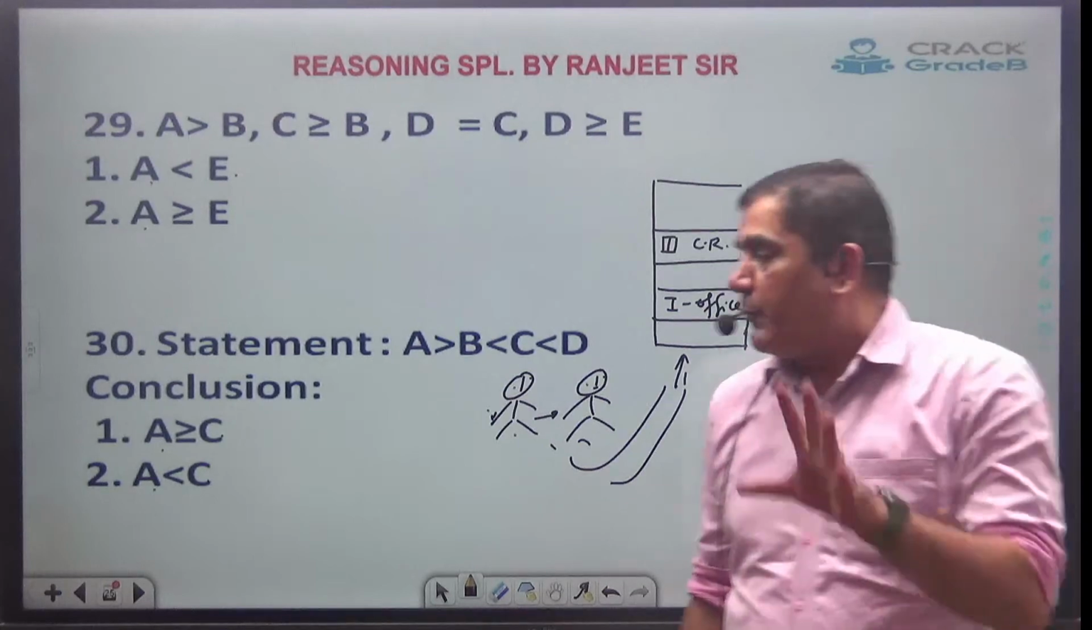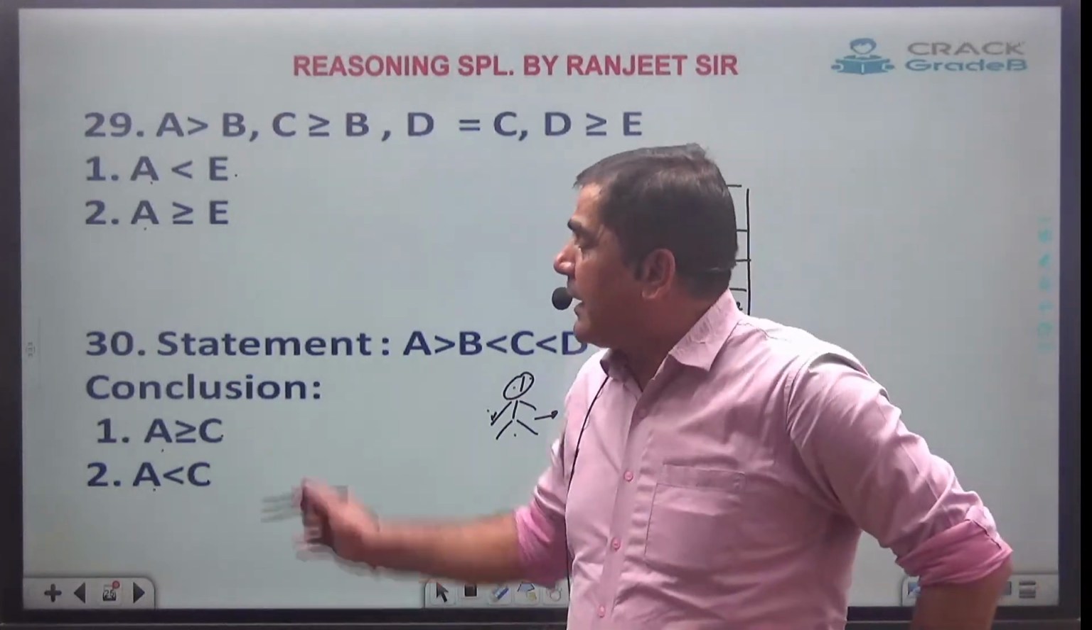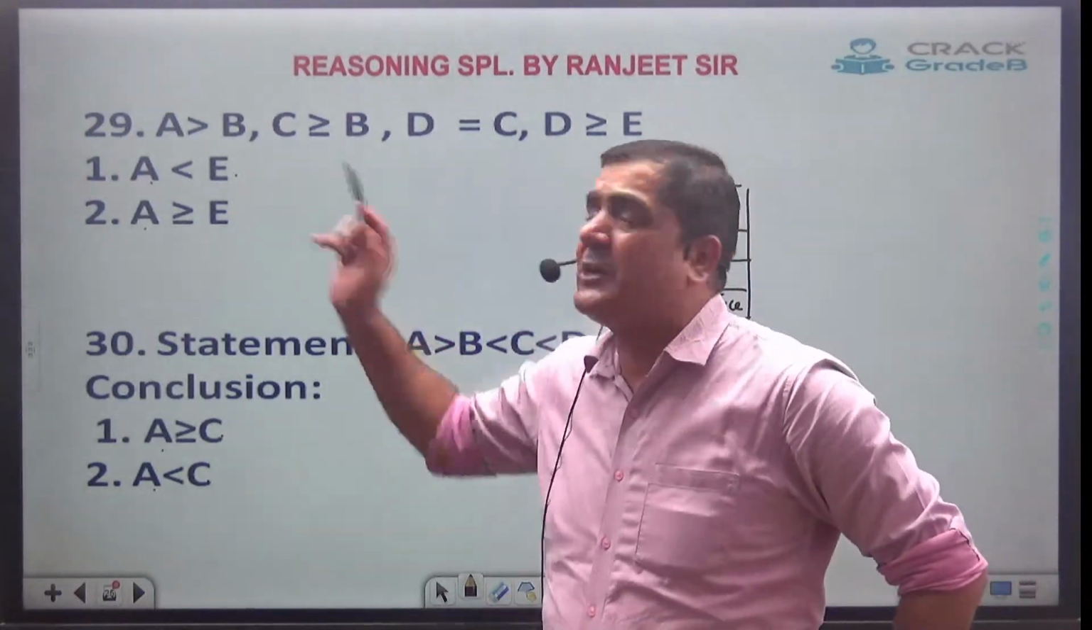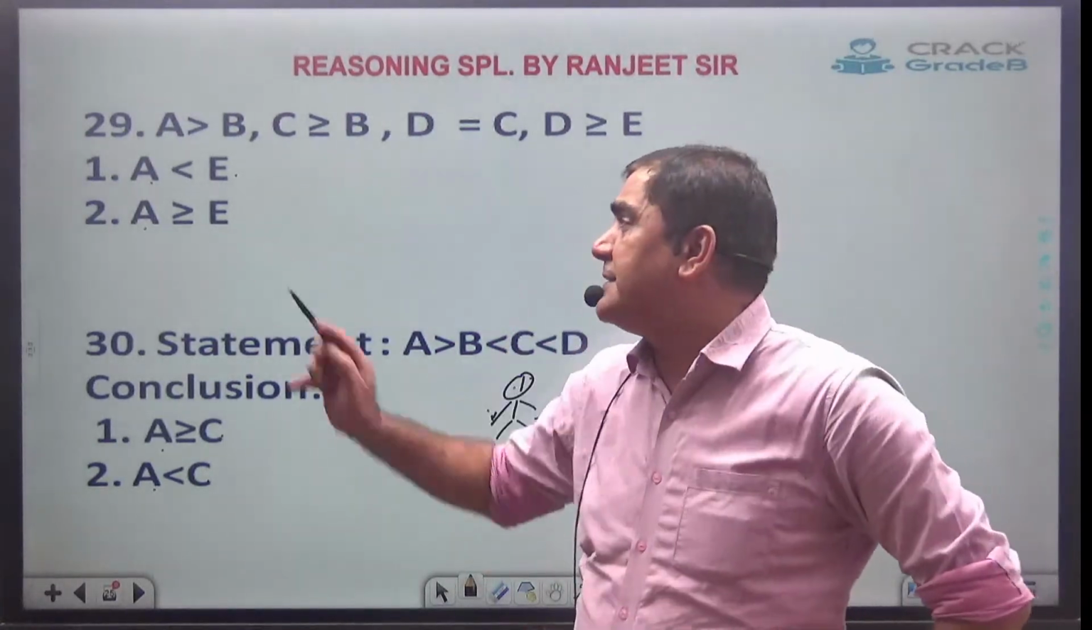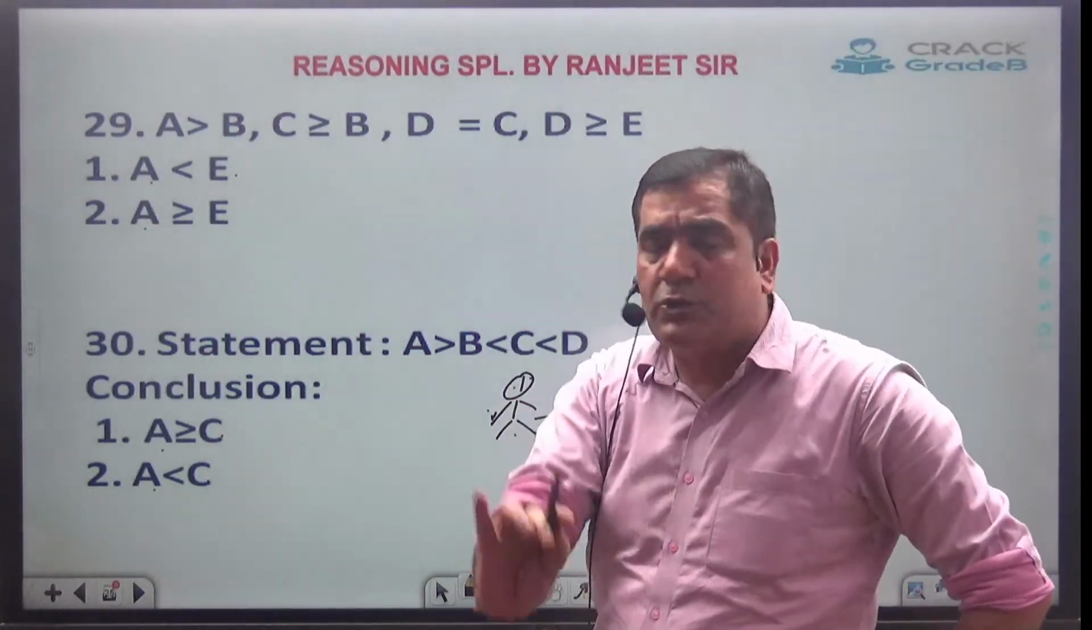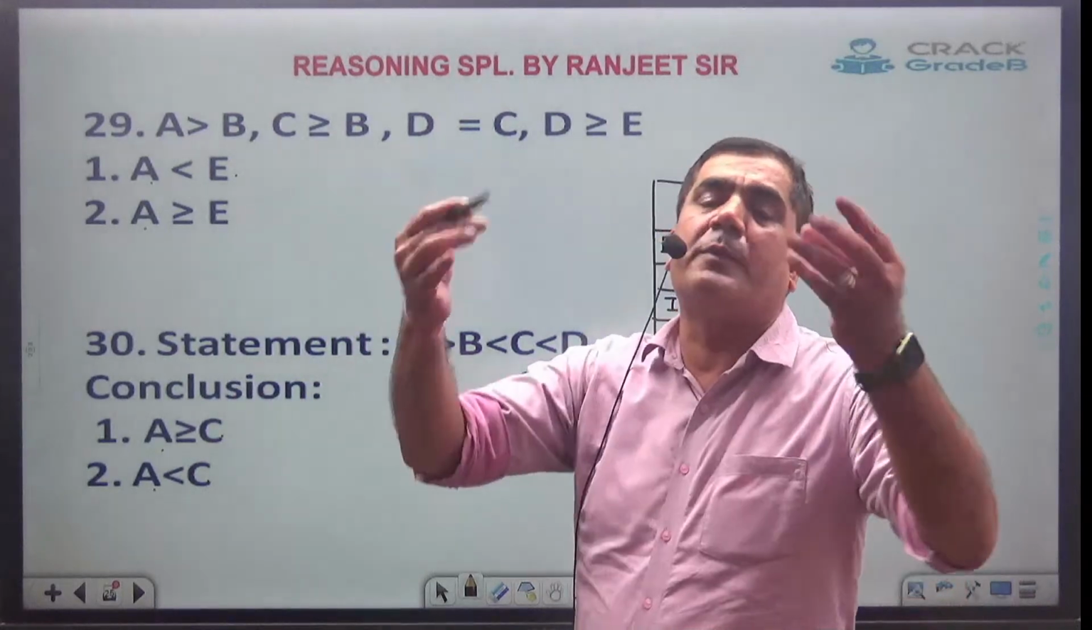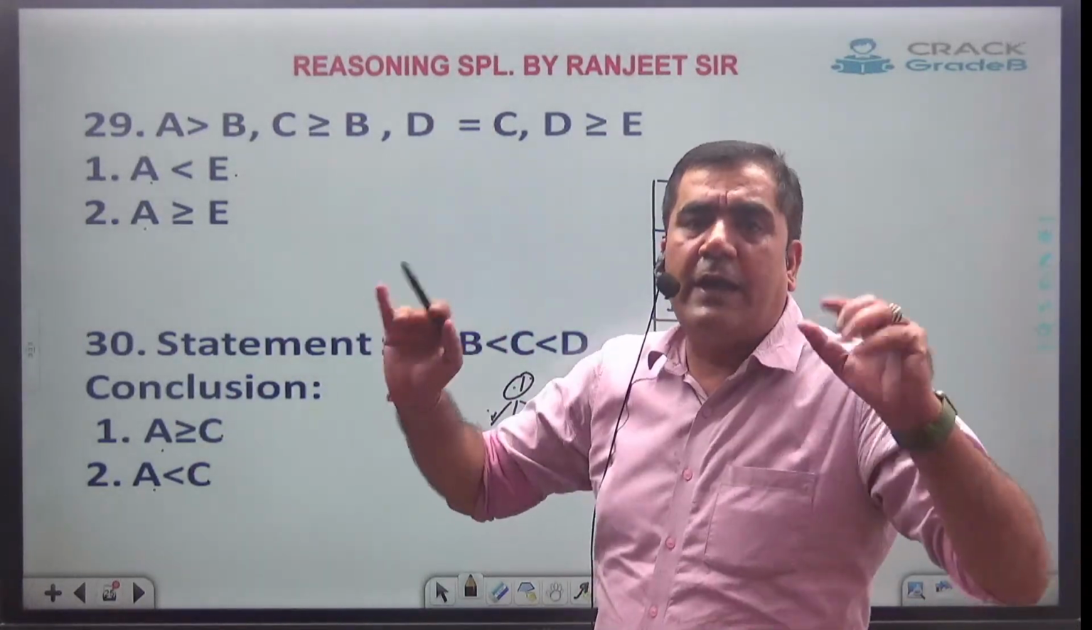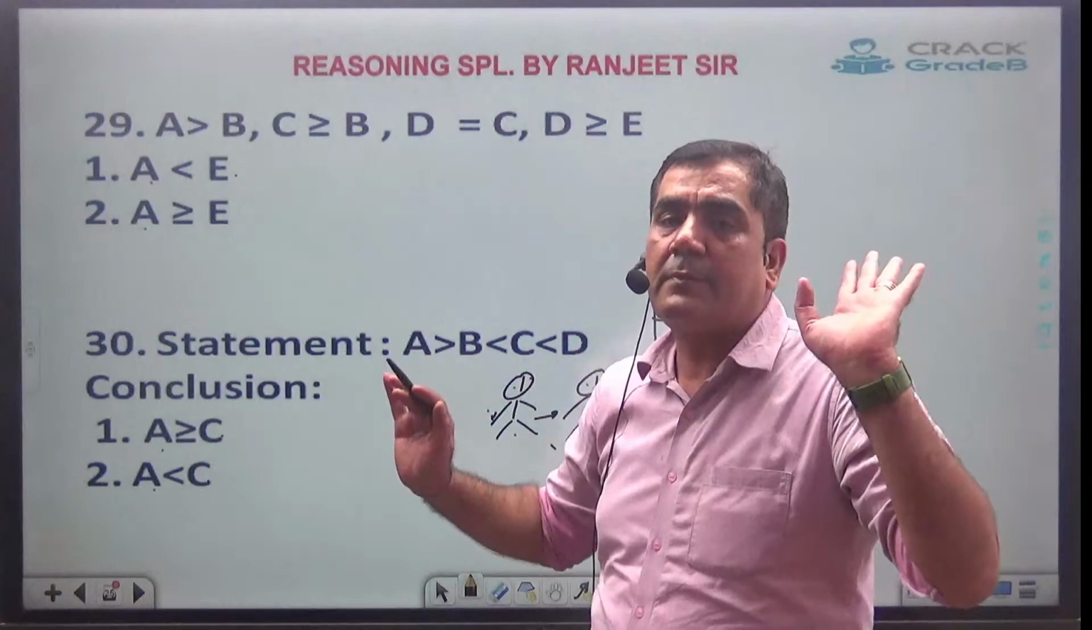Means what? Whenever I have to go for either-or, it means that confirmly I can't say the first is correct or not, and confirmly I can't say the second is correct or not. But one thing is sure, that out of these two, one has to be correct.